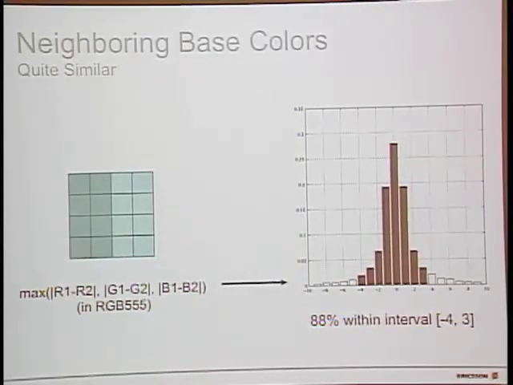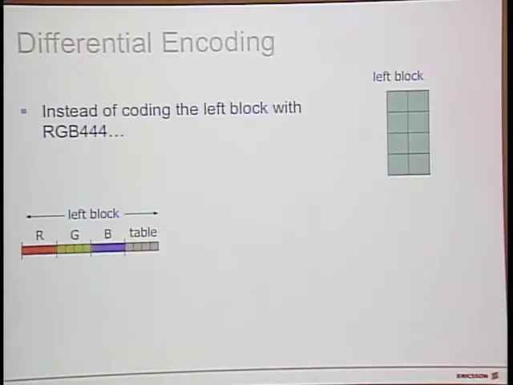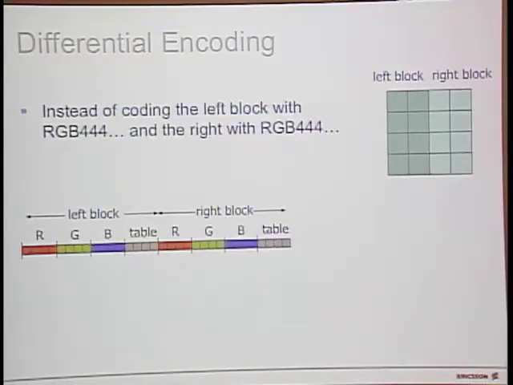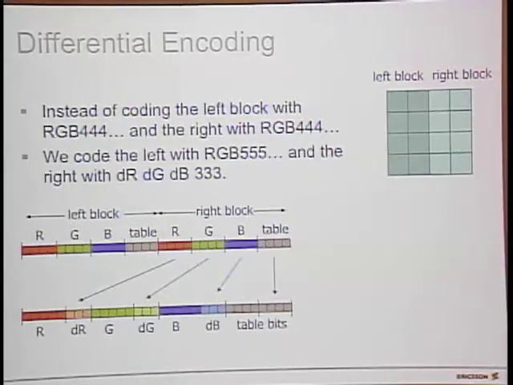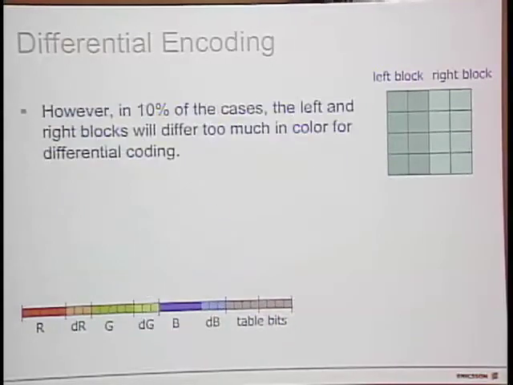Okay, cool. So what we're going to do instead of saying we're going to do the left block with 444 and the right block with 444, okay, because we know that they're kind of close together, we're going to do the left block with 555 and the right block with just a delta. Okay. So this is going to give us more resolution on our color, and that's hopefully going to help us out with the banding problems that we saw before.